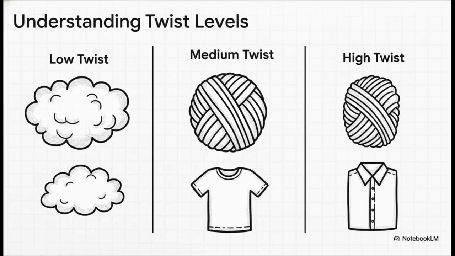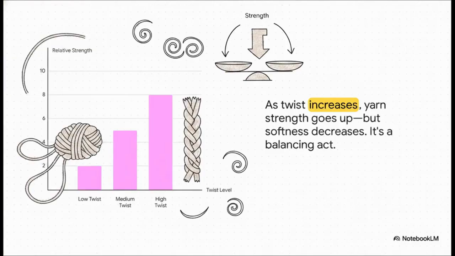Medium twist, that's your jack of all trades. It's a great balance of strength and softness, perfect for your everyday clothes. And a high twist? Whoa. That creates a yarn that is super strong, dense, and has a really distinct, crisp feel. This chart just lays it out perfectly. Just look at what happens as you go from left to right. As the twist level gets higher, you can see the strength of the yarn shoot way up. But notice what happens to softness. It goes down. It's this constant balancing act, a trade-off that textile designers are always working with.